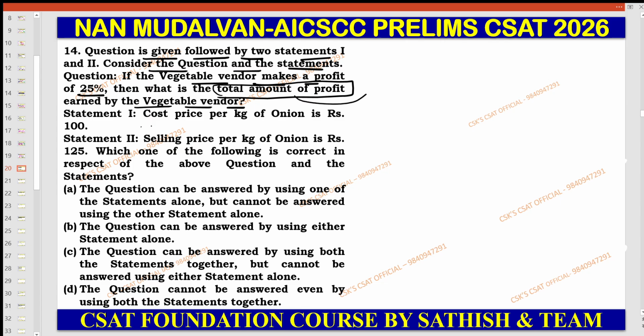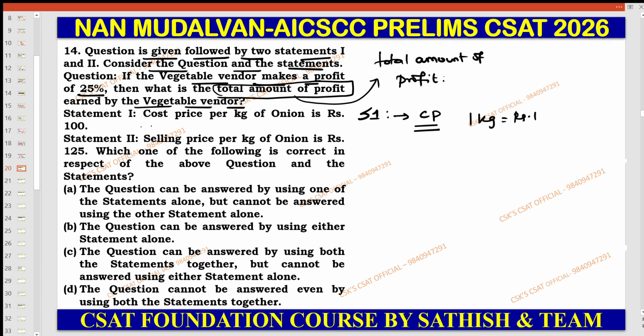One logic you have to understand: we have to find out the total amount of profit. So this is the first thing you have to check here. Now if you take statement number 1, what has been provided? Cost price per kg, 1 kg rupees 100. With 1 kg rupees 100, is it possible to find out the total amount of profit?